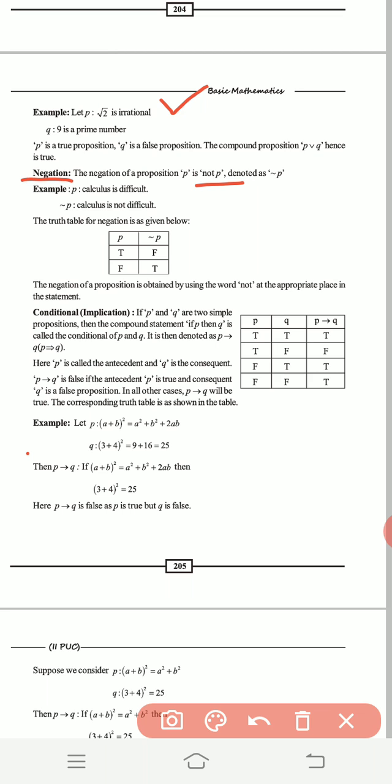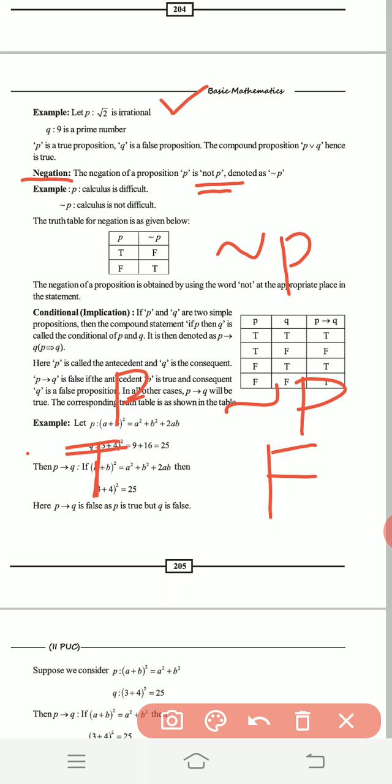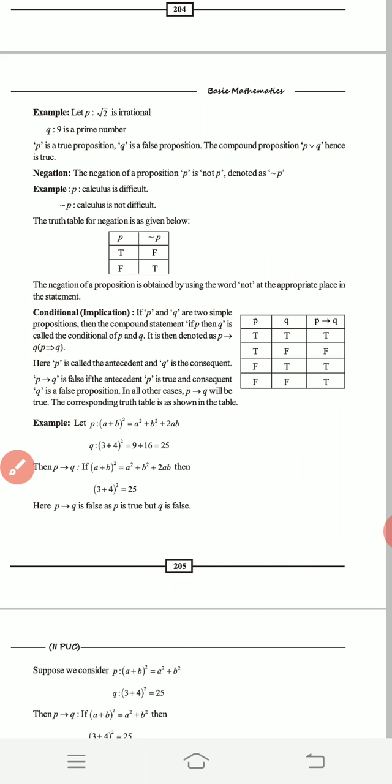See, the negation of a proposition P is not P, denoted like this, negation P. Okay. Suppose the given statement is true. Negation P will become what? Suppose P is a statement, negation P. The given statement is true. Negation means it will become the opposite, that is false. Suppose the given statement is false, the negation is true. Like that, this is the truth table for negation.